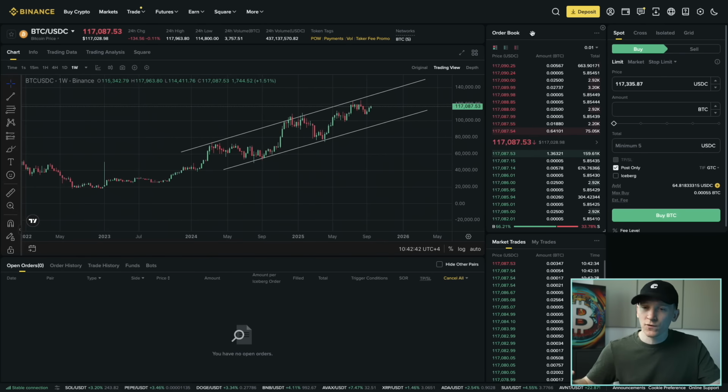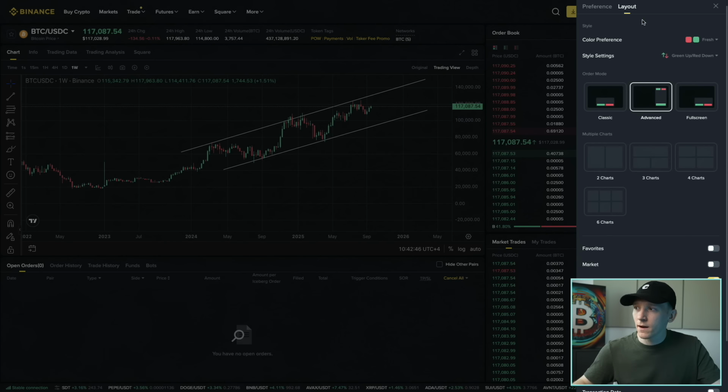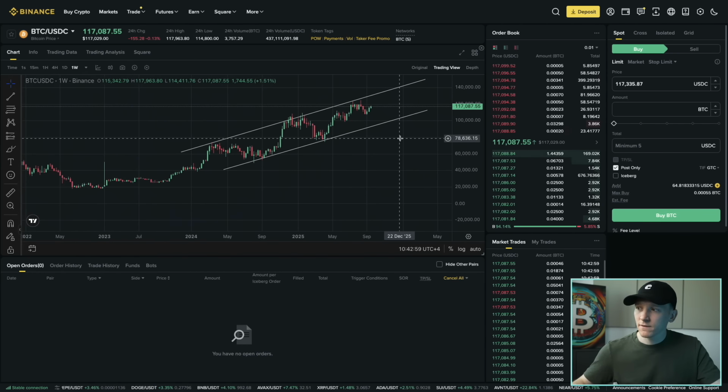But firstly, if your screen doesn't look like this, then you want to go to settings in the top right, and then up here go to layout, so preference and layout. I just use the advanced layout. This is what most trading platforms in crypto look like. So it's just easy to switch between them once you've gone to the advanced layout here. It's all the same information, but as you can see, this is really what most trading platforms look like.